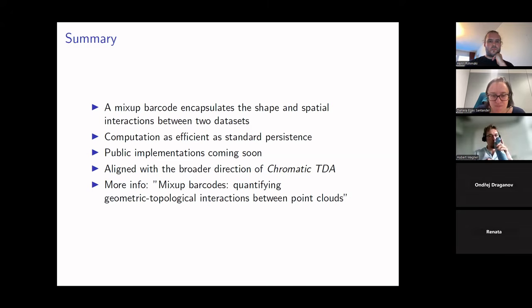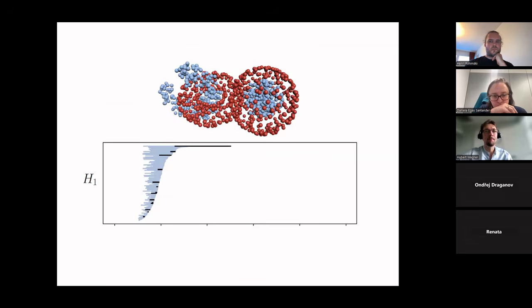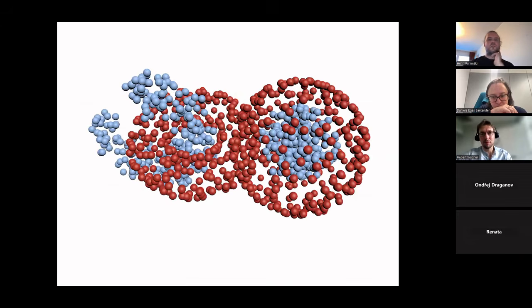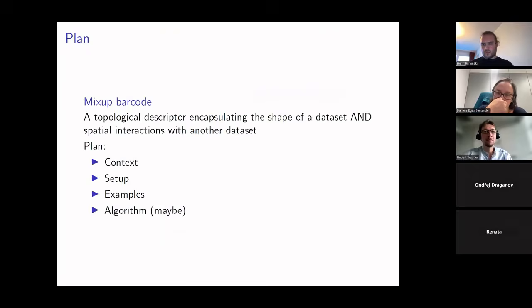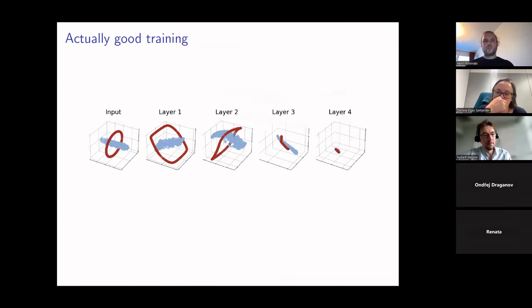I had two questions. First of all, you said that this mixup barcode captures the shape of a data set, well, one of the two, and the spatial interaction with another data set. But I'm curious if you would go back to your original motivation that you started with, where you want to basically assess this entanglement with neural networks. You actually only care about the spatial interaction. You don't care about the shape of any of the data sets, right?